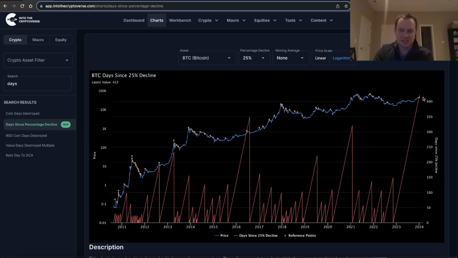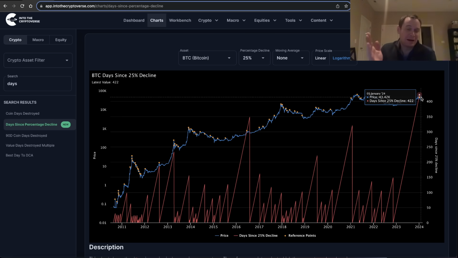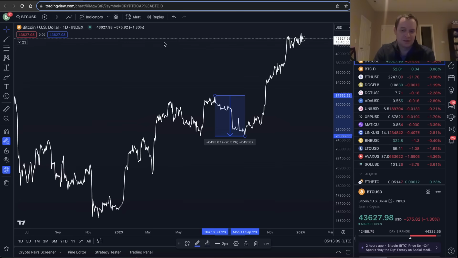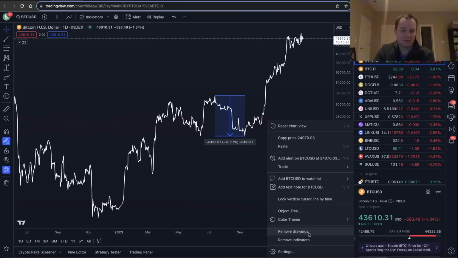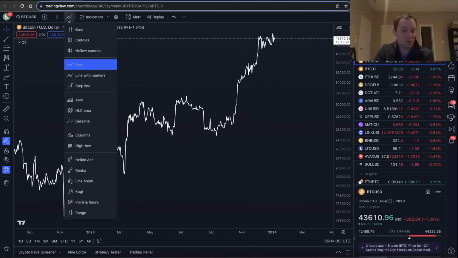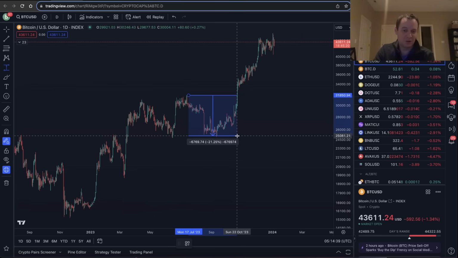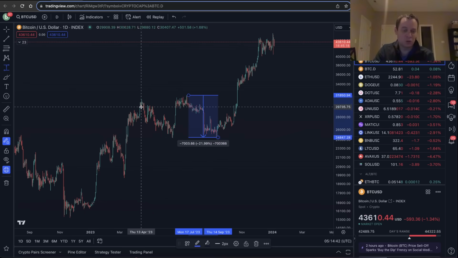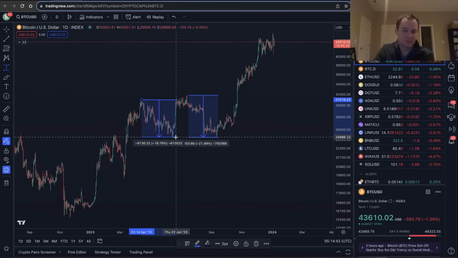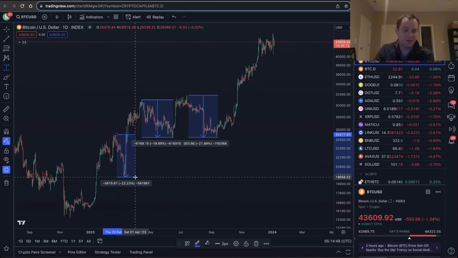422 days. 422 days since Bitcoin has had a 25% correction. I said this is not possible, right? Is it because we're ignoring the wicks? We are ignoring the wicks, but that's not why. Even if you include the wicks, Bitcoin did not have a single 25% correction in 2023. Not a single one. All these were about 20, 21, 22% corrections.